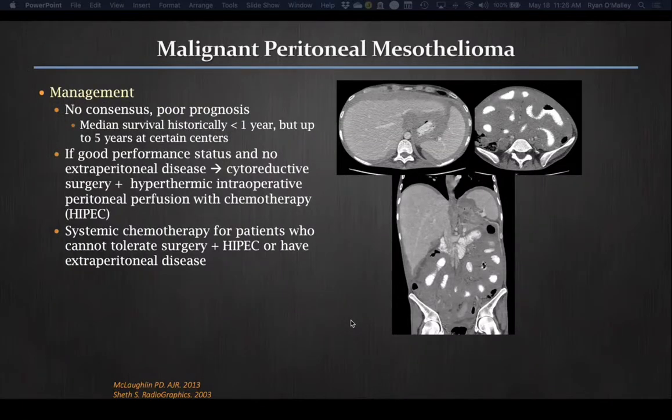Management is a little bit variable depending on where the patients present. There are a few centers that evaluate and manage a lot of these patients. The prognosis is generally very poor regardless, but the best case scenario for patients is to go to one of these centers and get HIPEC.